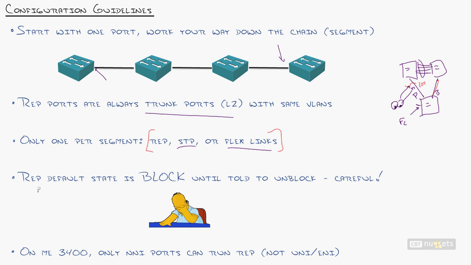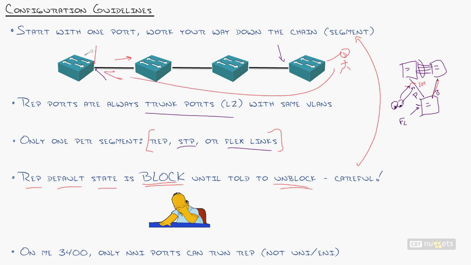Now, REP's default state is to block unless you are told to unblock. And this goes right back to why I'm giving you this advice from the beginning, to start over here and work your way down. Because as soon as you configure this switch, let's say we're sitting over here and we turn this on for REP, this port goes into a blocking state until it can negotiate with the other side. Once it does, it says, okay, I'm going to come up.